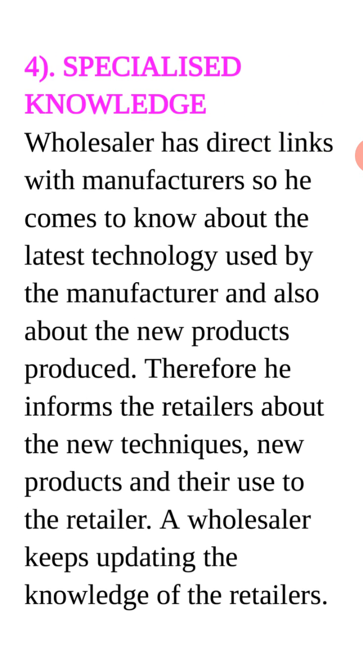Next, specialized knowledge. Wholesaler has direct links with the manufacturers, so he comes to know about the latest technology used in the manufacturing of product, about the new product, their features, their characteristics, and so on. And all this information that is obtained from the manufacturer by the wholesaler is provided to the retailers, so that the retailers can be knowledgeable about the product and can provide the information to the ultimate consumer and make them satisfied, and then only the consumer can purchase the product. Until and unless the shopkeeper or the retailer is able to give us information about the particular product, we become doubtful about it.